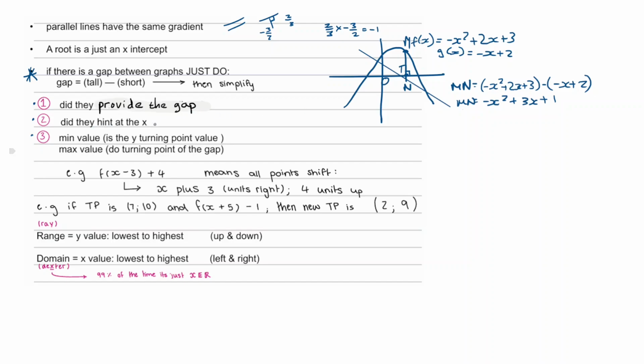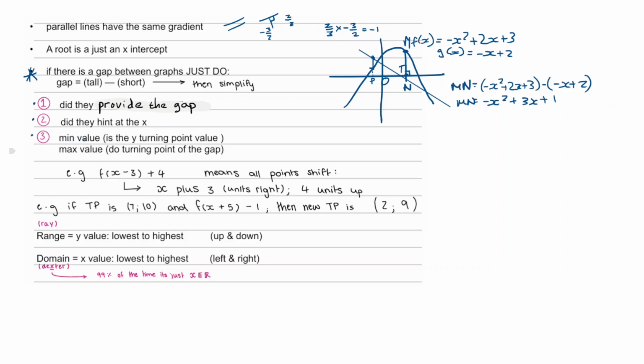Did they hint at the x value? So did they say OT is 6 units? Because then they've hinted that that x is 6 units, so I must put 6 in everywhere. Be careful if this was on the other side and they said something like OP is 2 units. Then what you'd have to be subbing in would be minus 2 because it's on that side. So just be careful of that trick.